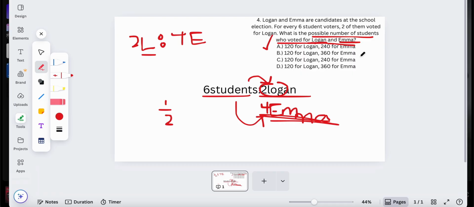120 for Logan, 360 for Emma. This does not sound reasonable. This is multiplication of 3. 120 for Logan, 240 for Emma. This is also reasonable. I wonder why there's a duplicate.